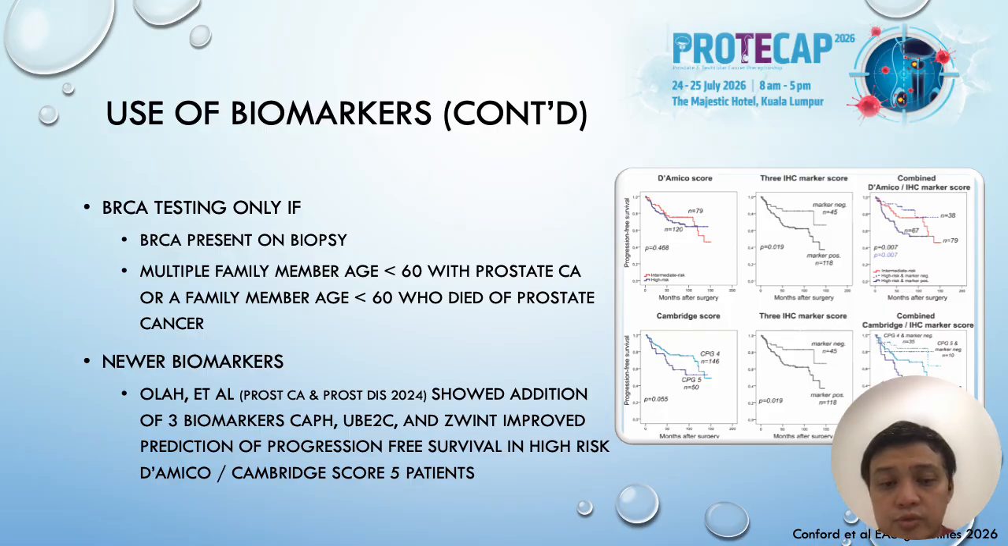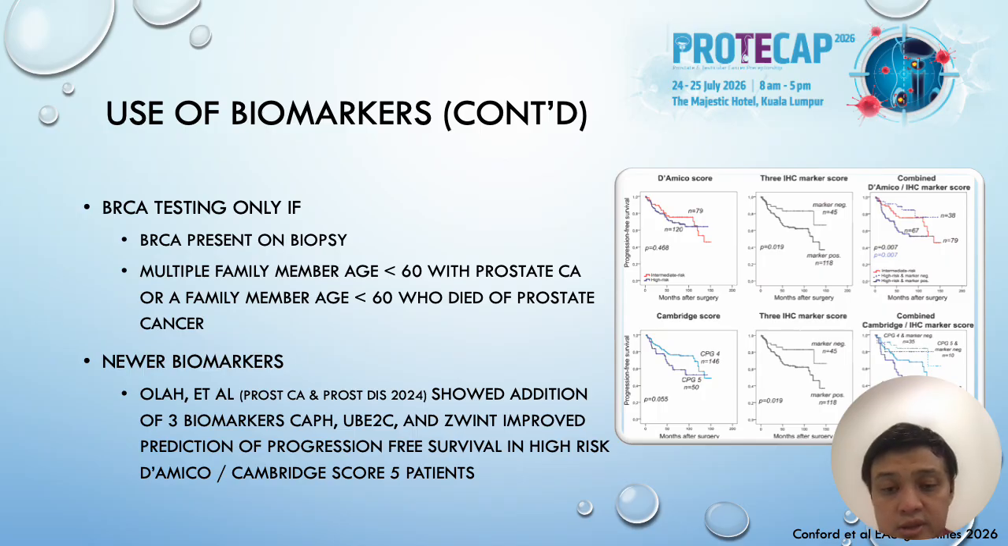Regarding BRCA, we know there's an association between BRCA and prostate cancer, but for localized disease, it's advised to only do BRCA testing if BRCA is actually present on the biopsy. And also in cases where someone has multiple family members aged less than 60 with prostate cancer, or has a family member aged less than 60 who actually died of prostate cancer.